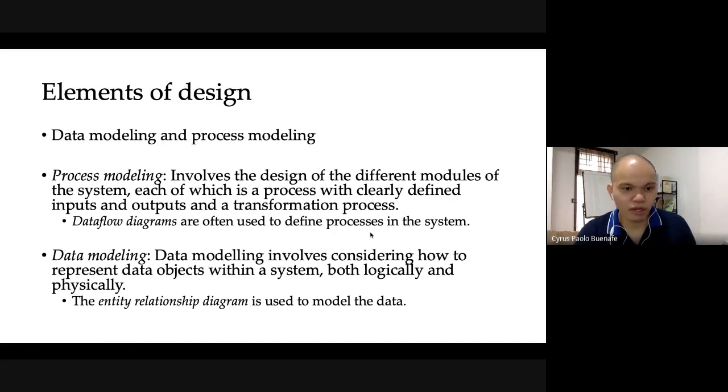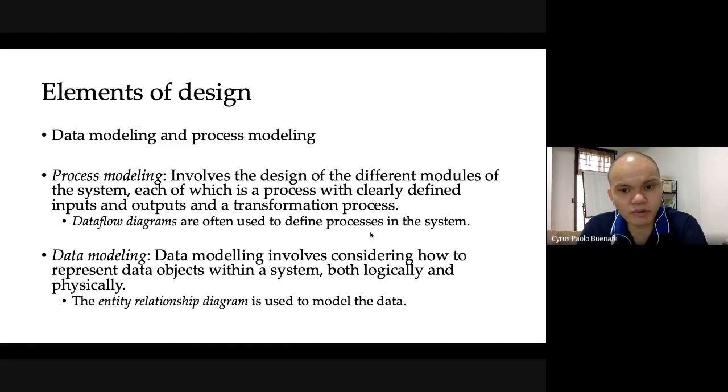Data modeling and process modeling. So let's go with process modeling first. Okay, this involves the design of the different modules of the system, each of which is a process with clearly defined inputs and outputs and a transformation process. So data flow diagrams are often used to define processes in the system. We've seen that in the earlier topic. Okay. And you also have data modeling. So data modeling involves considering how to represent data objects within a system, both logically and physically. So in this case, the ERD, entity relationship diagram, is also used to model that data.